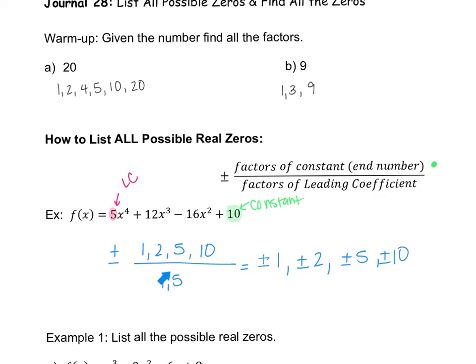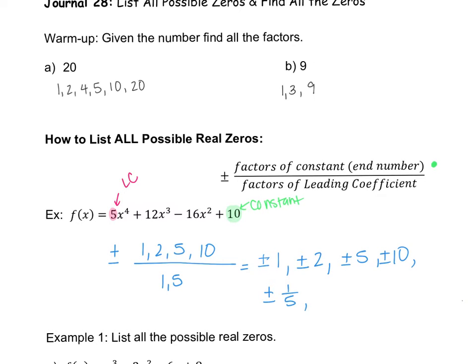Now that I'm done dividing by 1, I'm going to divide by 5. But here's the thing, you don't want to have repeats. So if you already have a 1, you don't want to rewrite a 1. So let's see what we would get. So we're going to take 1 and we're going to divide it by 5. So we're going through the list again, but we're dividing by 5 now. So this is going to be plus and minus 1/5.